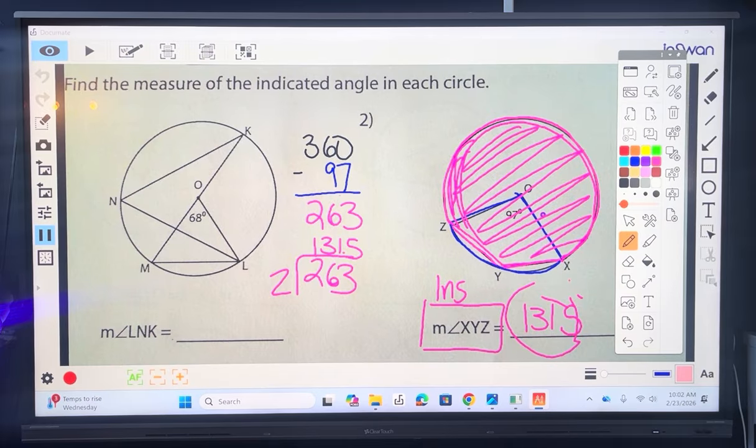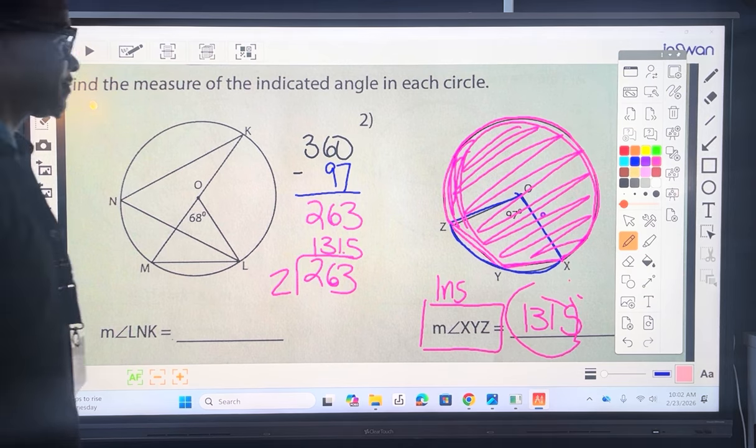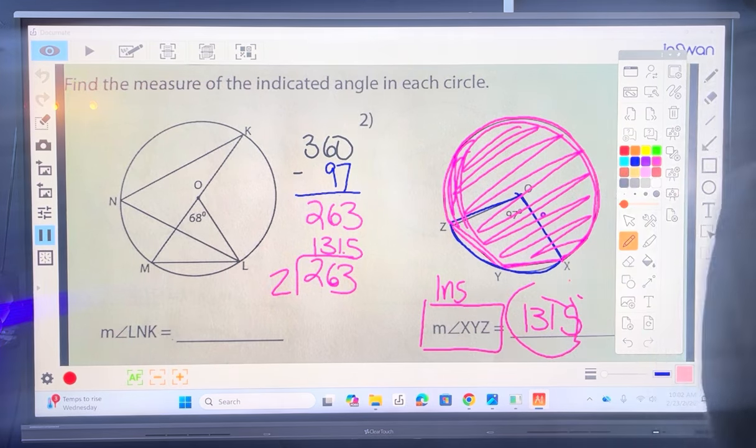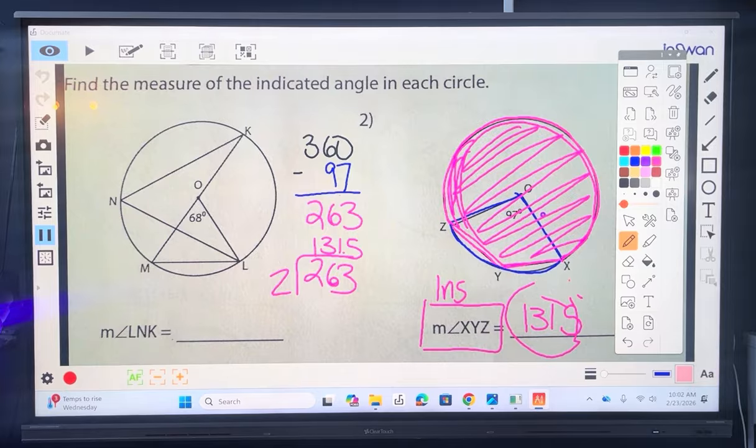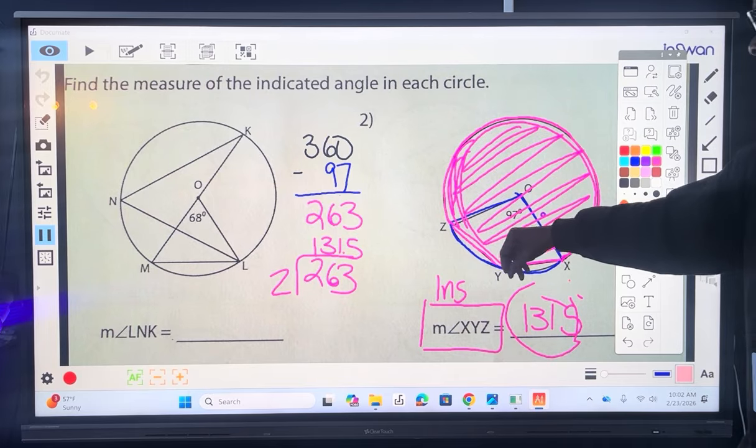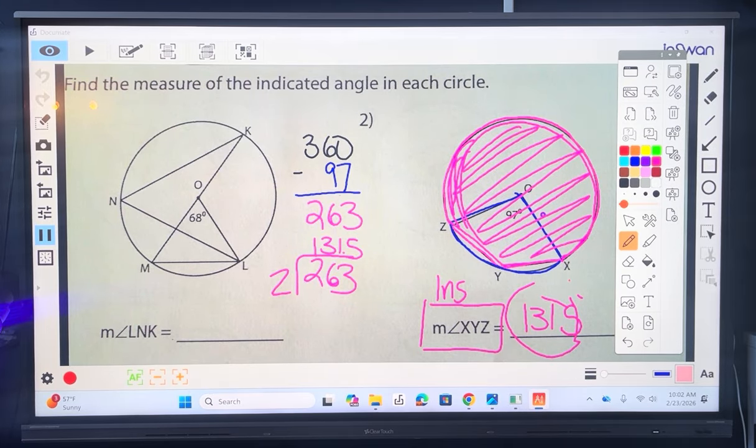Now, did a lot of work for that. Very good, chat. We are on point. Can I slide? Okay, now we gotta walk this one. Remember, because the central angle was at 93, meaning the entire circle was 263, we had to divide that by 2. Can I slide?